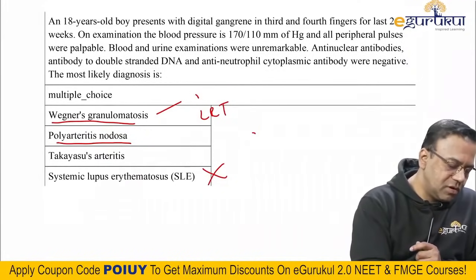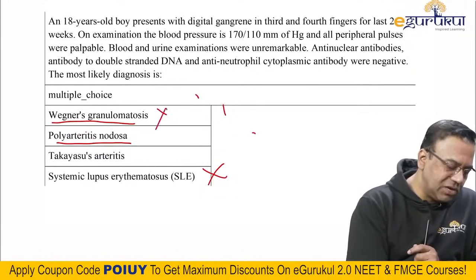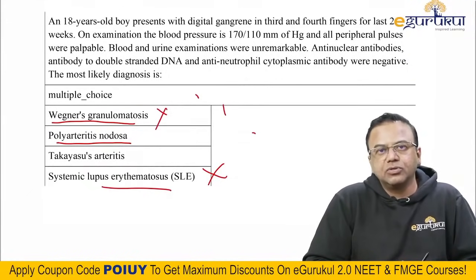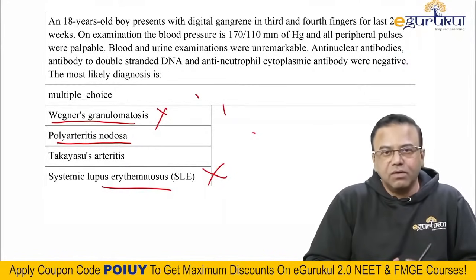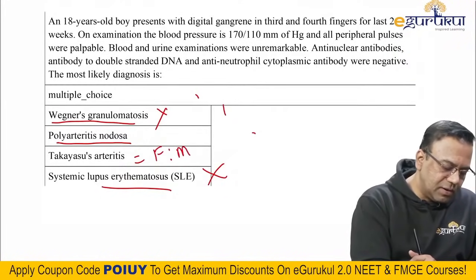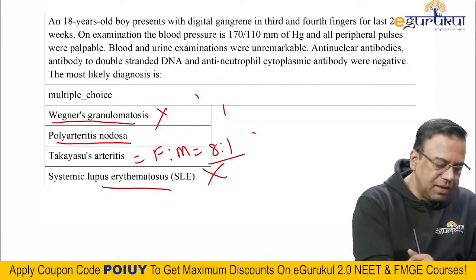So eliminating these, this is not Wegener's, this is not SLE. You're likely considering the possibility of Takayasu or polyarteritis nodosa. Now again, one important idea. In Takayasu, the female to male ratio is 8:1. I'm not saying it's impossible to occur in a male.